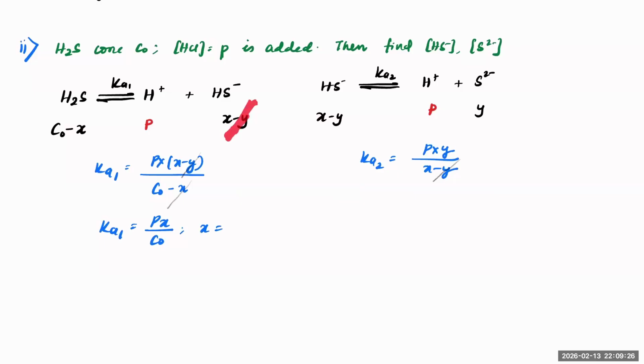So x is equal to x minus y, since you can ignore y in x minus y. So x is what we need to find out. So x is Ka1 C naught by P. This is how the HS minus concentration will come. And y is equal to Ka2 x by P. We have already calculated x here, so you substitute that value, calculate y, and y is equal to the S2 minus concentration, right?